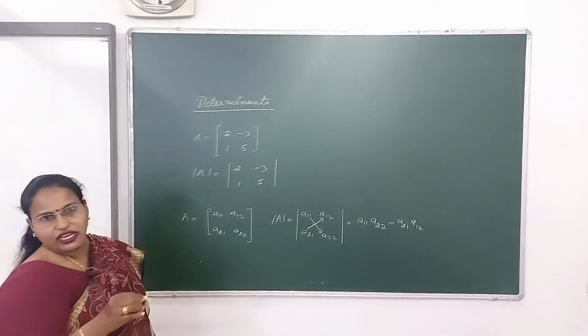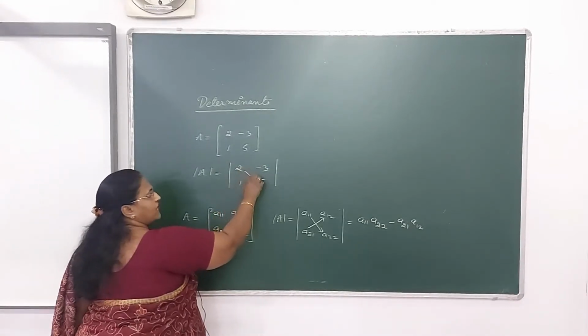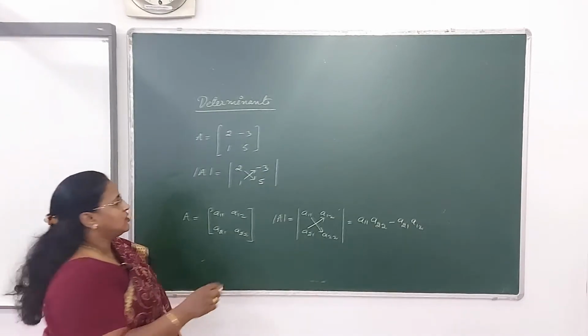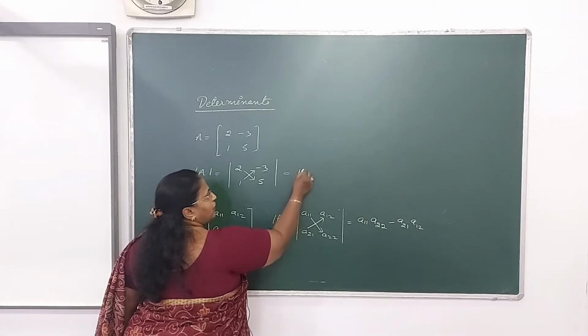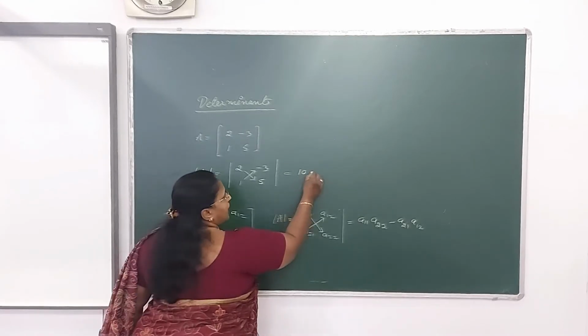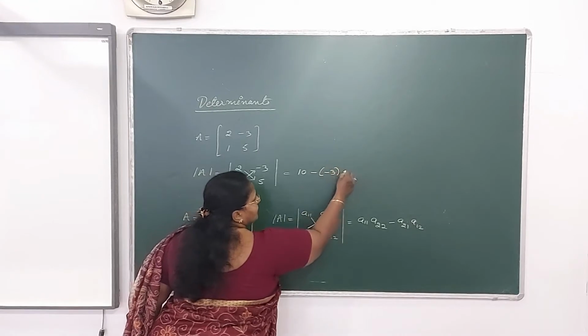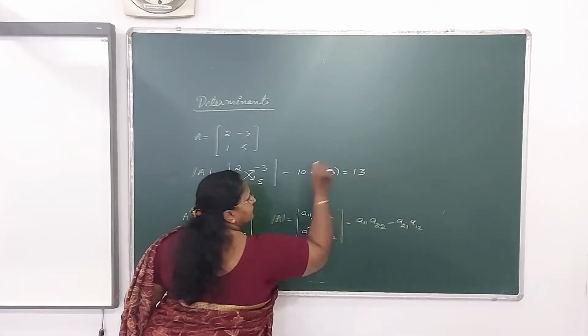Now how to simplify this? The product of diagonal minus the product of off diagonal elements. So that way it's 2 into 5, it's 10, minus of 1 into minus 3, it's minus of minus 3. So the answer is 13.